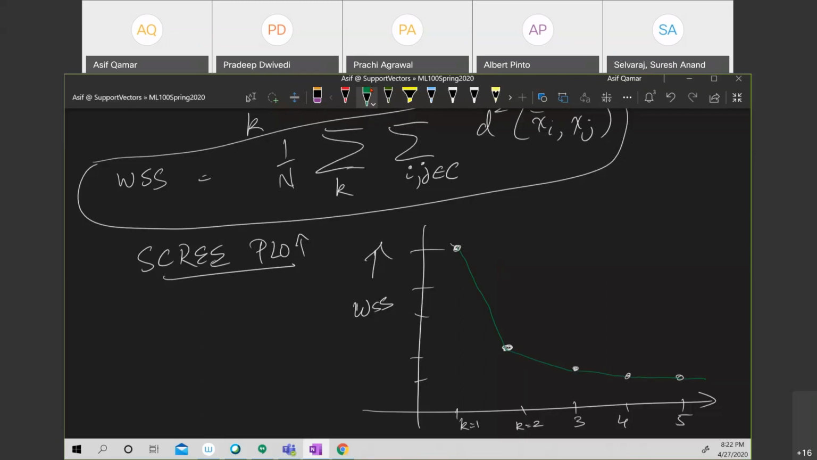K equal to 2. Close to 2. K is equal to 2. And so in this data point, you would say that the optimal number of clusters is equal to 2. Right? K is equal to 2. This would be your optimal number of clusters for this data.